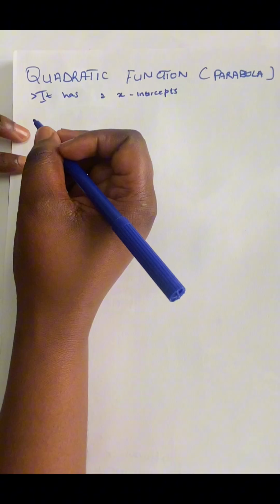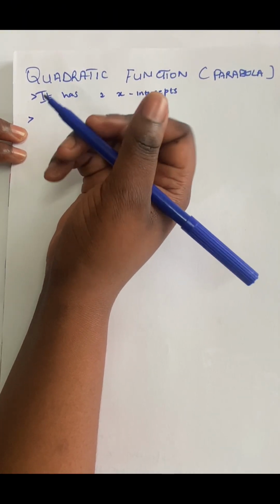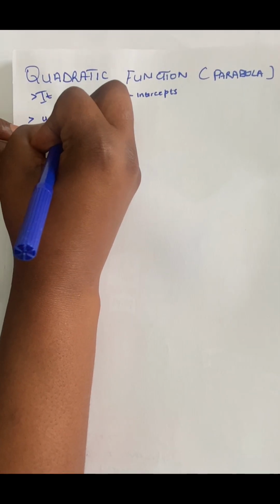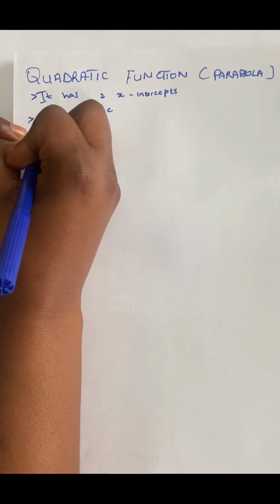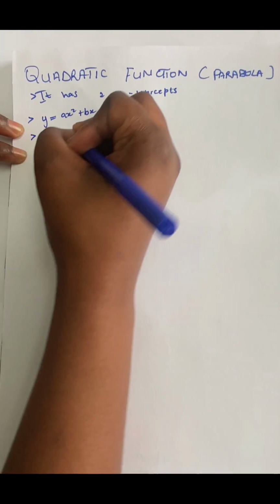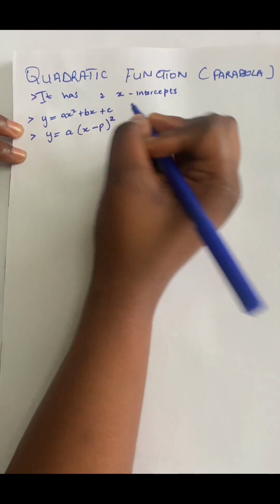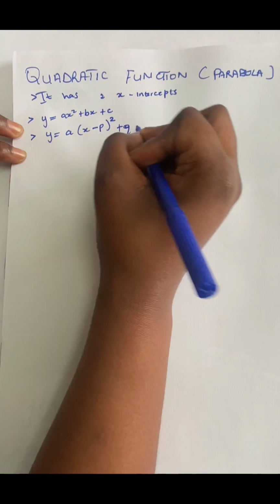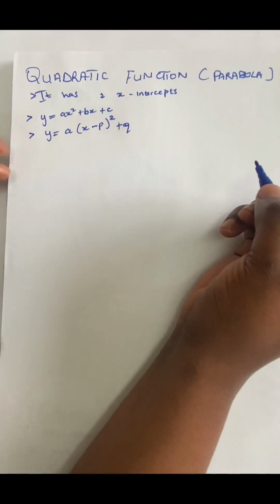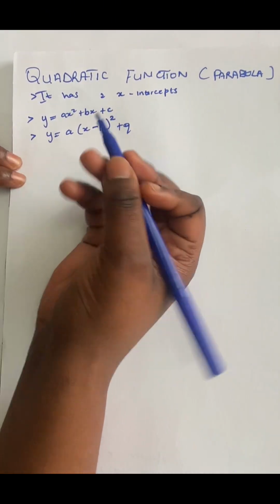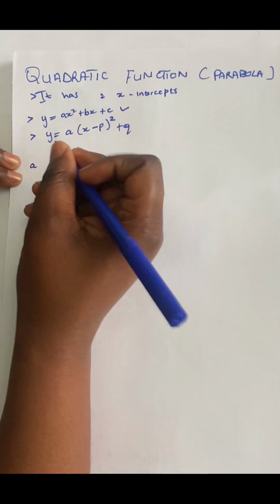And also a quadratic function has two standard forms. The first one is y is equal to ax squared plus bx plus c, and the second one is y is equal to a into x minus p all squared plus q. All right, so I would like us to start with the first quadratic standard form.